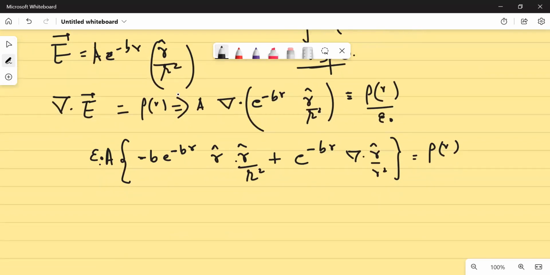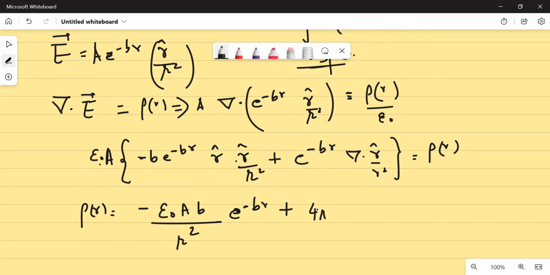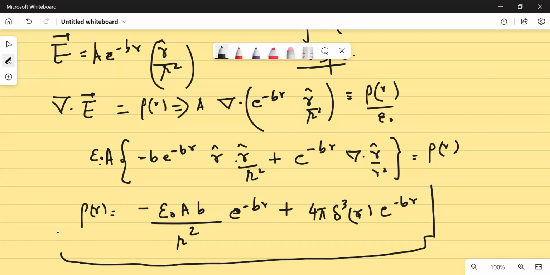So what you will get, rho as a function of r, as, I think, minus, if I'm not wrong, epsilon naught A b upon r squared e to the power minus br. And then you have plus, I think this is 4 pi, Dirac delta cube r, and then you have e to the power minus br. Is that clear?